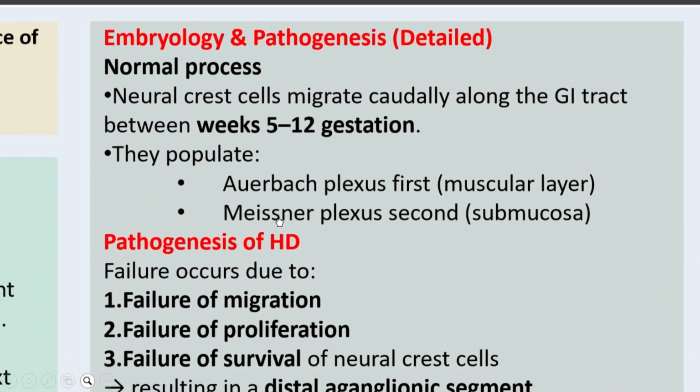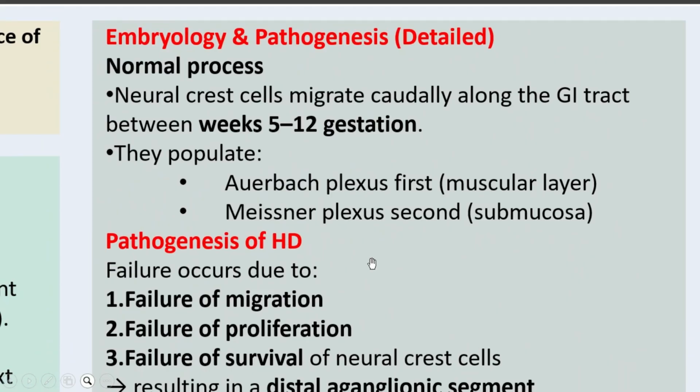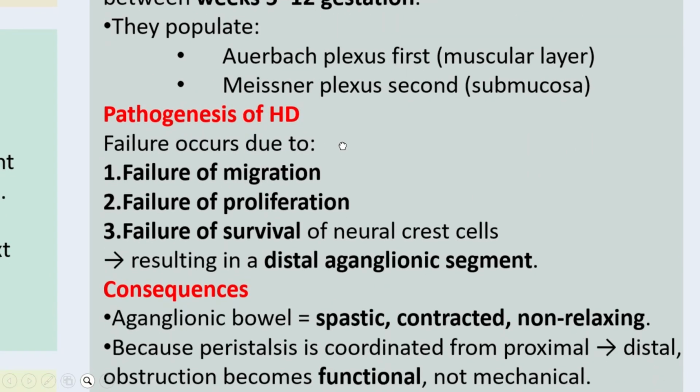So what happens during embryology, or the normal process, is that we have the neural crest cells, and the neural crest cells give rise to the ganglia of the nervous system. They migrate caudally, going along the GI tract between the 5th to 12th weeks, and they populate the Auerbach's plexus, that is in the muscular layer, as well as the Meissner's plexus, which is in the submucosa.